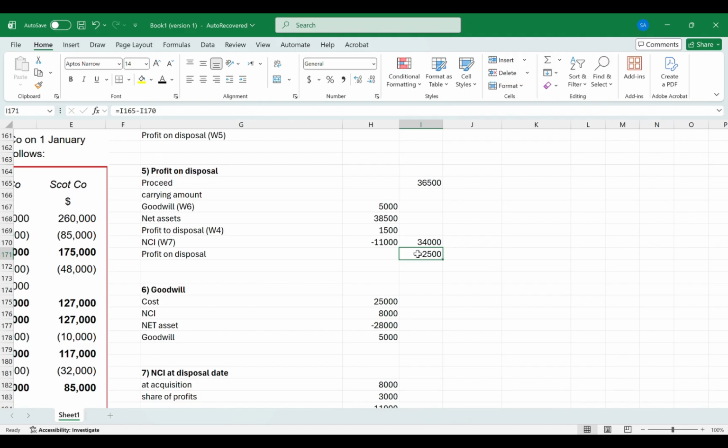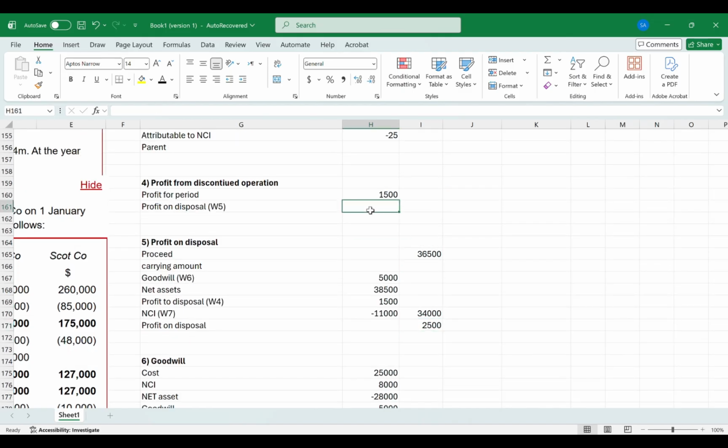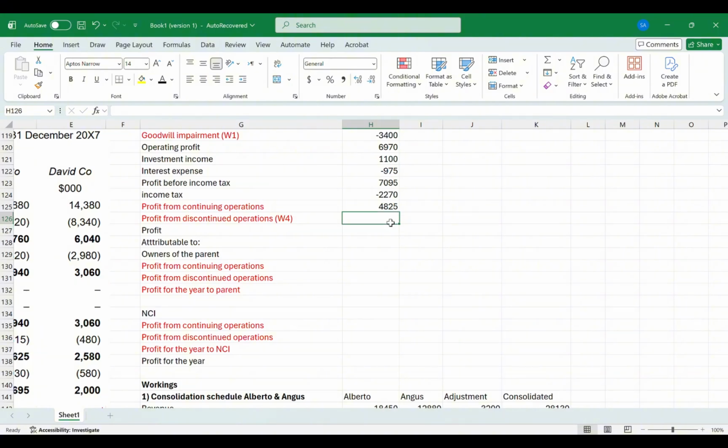So this is my profit on disposal, which I have to take in my working number 4, 2,500. And the total profit is 4,000. So this 4,000 is the profit from discontinued operation, which I have to take here. That's it. Now, what else is remaining? The total. The total of these two is this, 8825.